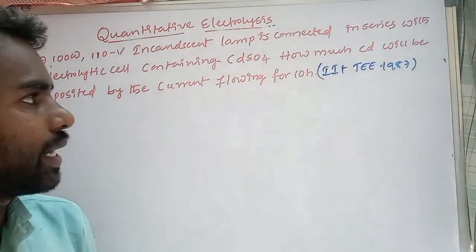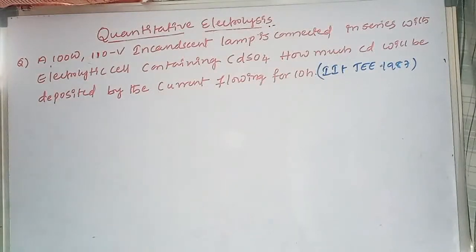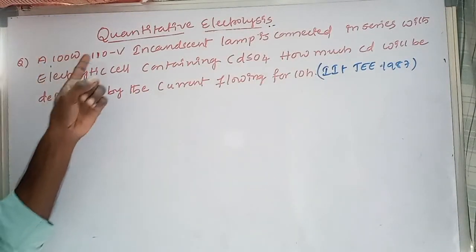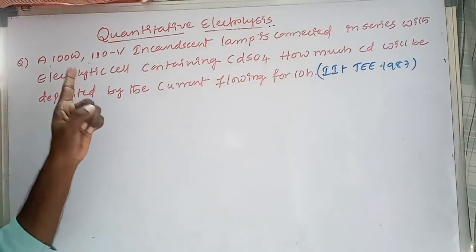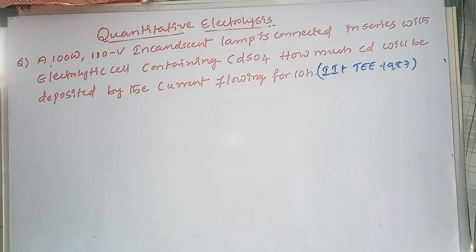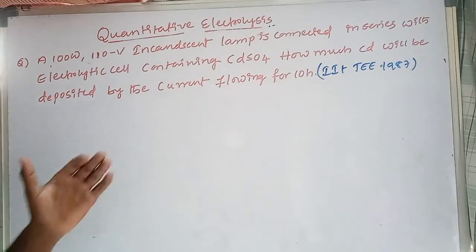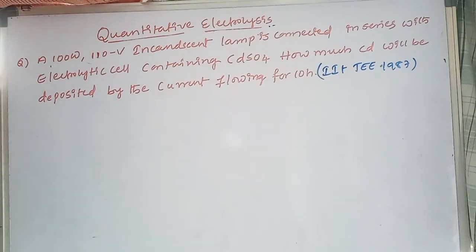So this is another IIT JEE question. It was asked in 1987. In that question they have given a 100 watt, 110 volt lamp connected in series with an electrolytic cell containing cadmium sulfate. How much cadmium will be deposited by the current flowing for 10 hours? First you can write what terms were given in the question, then we will get clarity.